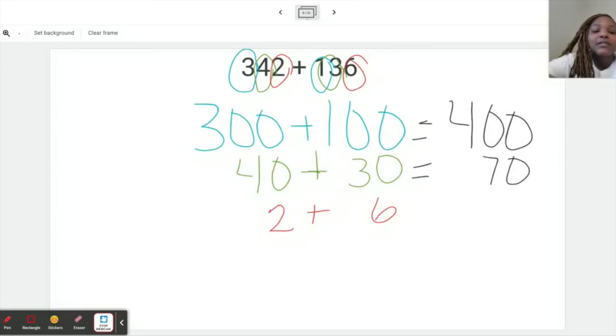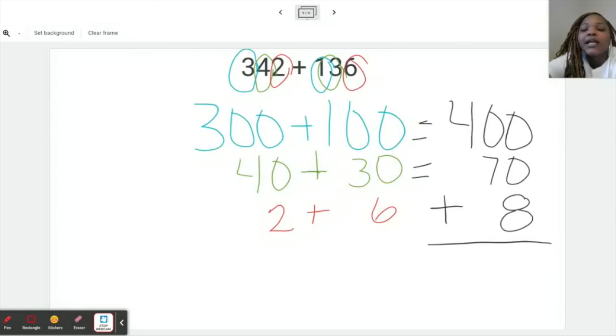And then go down to your 1s. We have 6 plus 2. What's 6 plus 2, everyone? Right, 8. Good job. So now I have to add them all. We added across. Now it's time to add down. So I'm looking at 400 plus 70 plus 8.